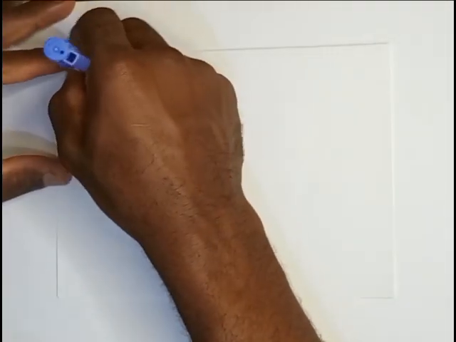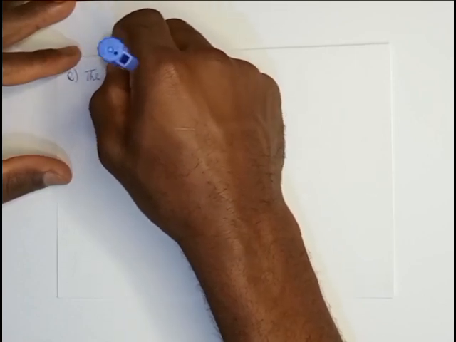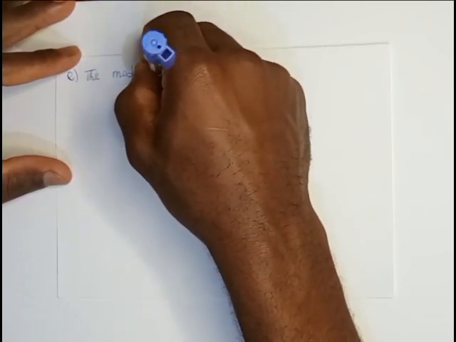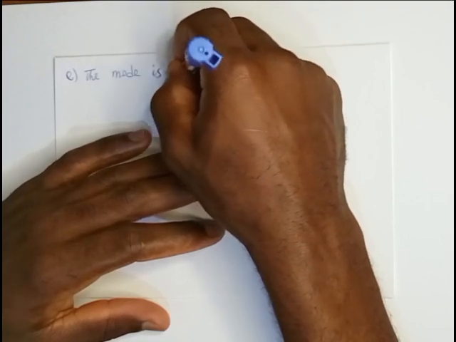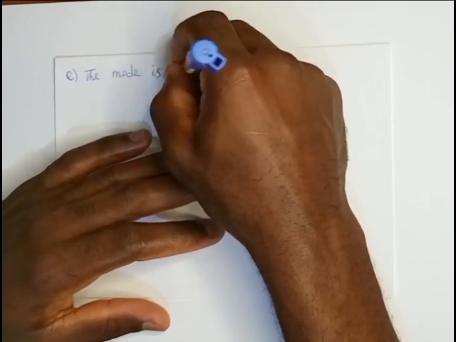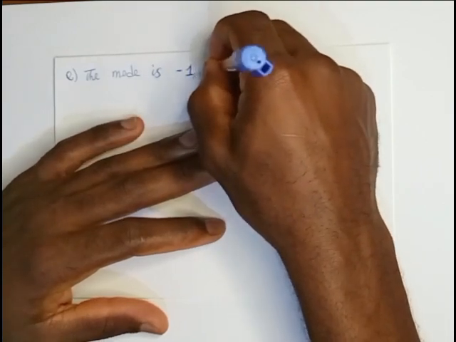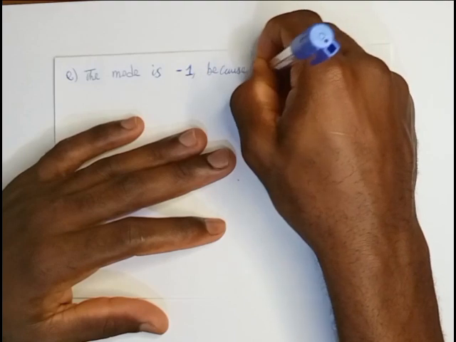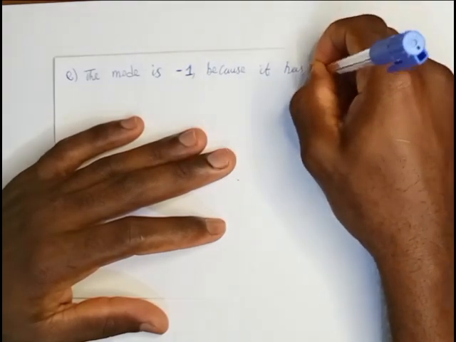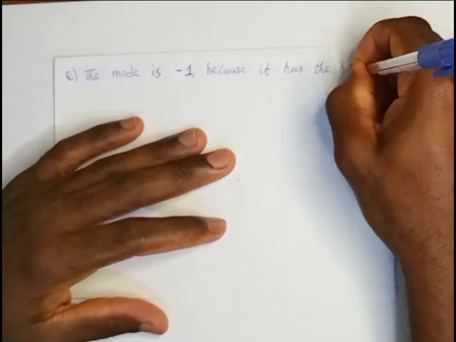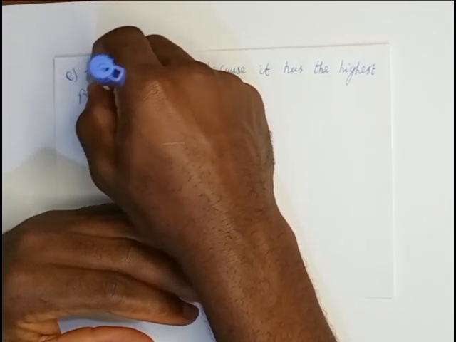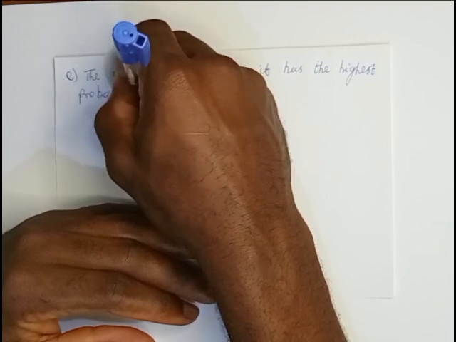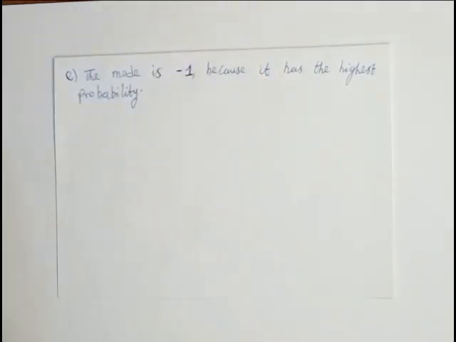Therefore, the mode is simply equal to -1. Write it down. The mode is -1 because it has the highest probability. We are done with the solution of this question.